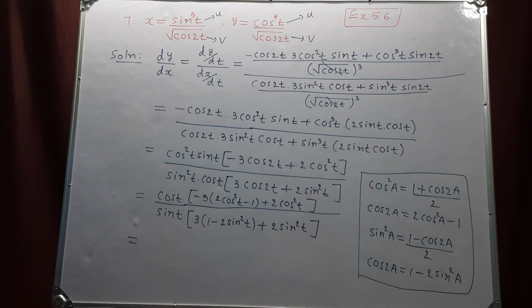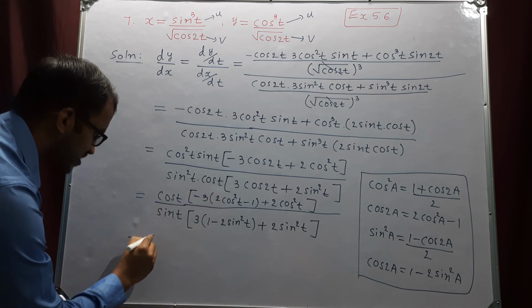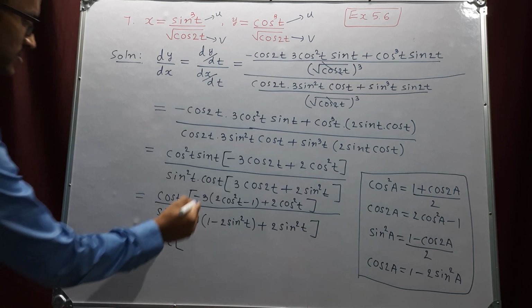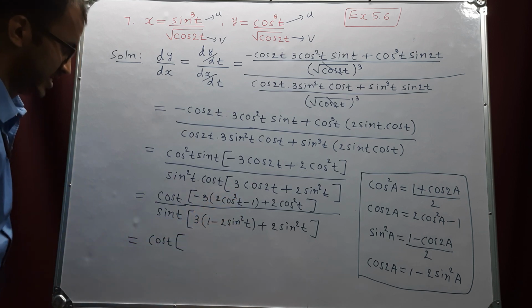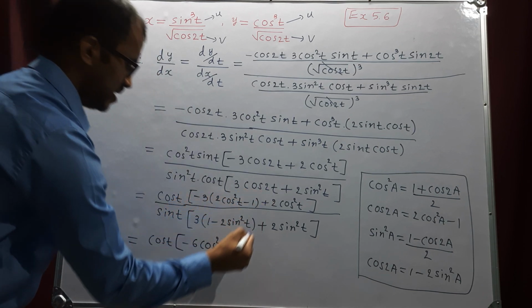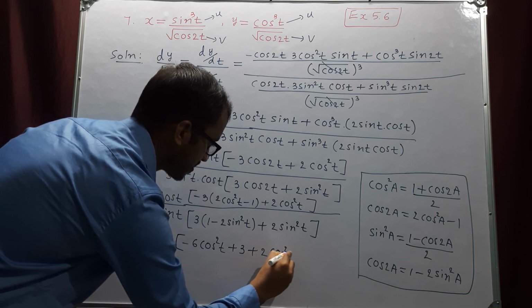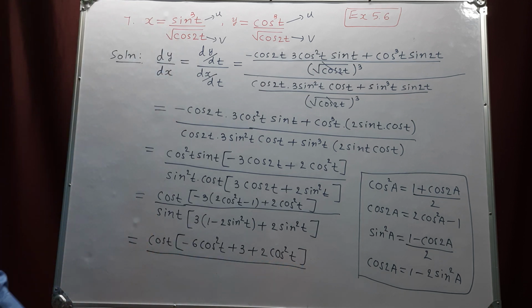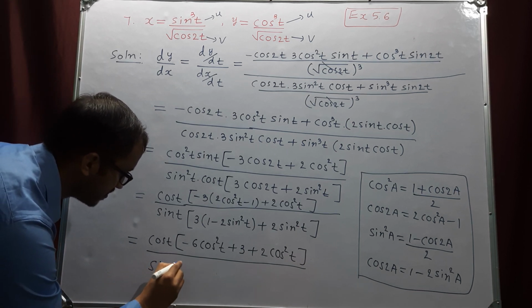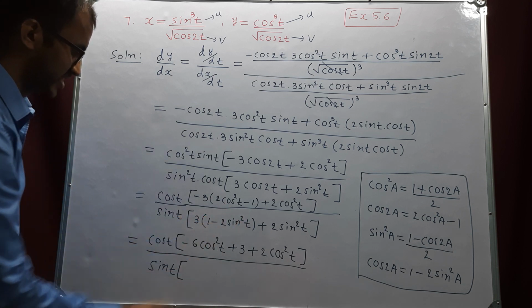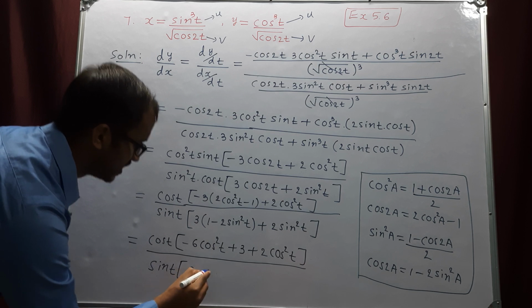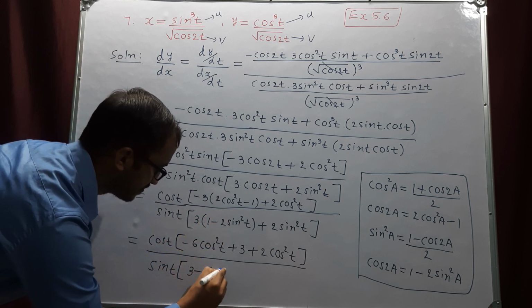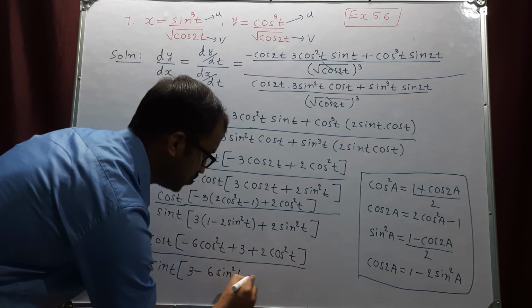So now simplifying, what we'll get here, cos t into minus 3 into 2 cos square t, that is minus 6 cos square t, minus 3 into minus 1, that is plus 3, plus 2 cos square t by, so in the denominator, that is sin t into, again if we simplify this one, 3 into 1, that is 3, minus 3 into 2, that is minus 6 sin square t plus 2 sin square t.